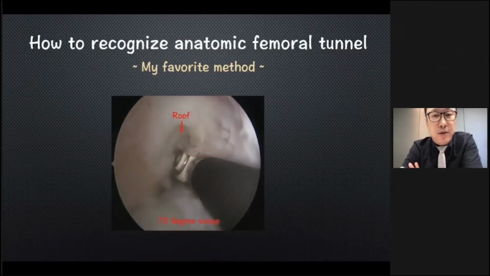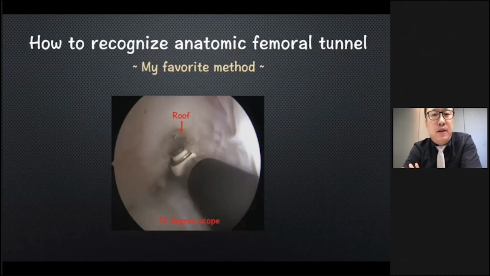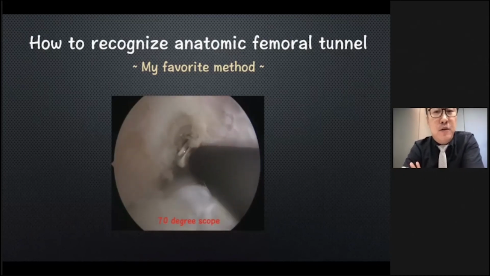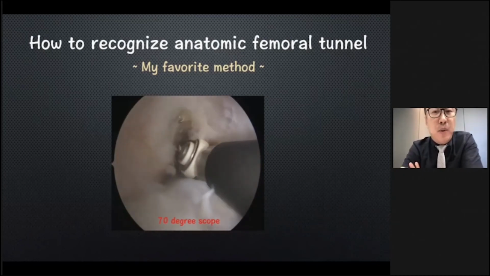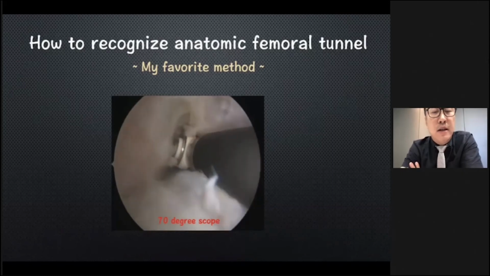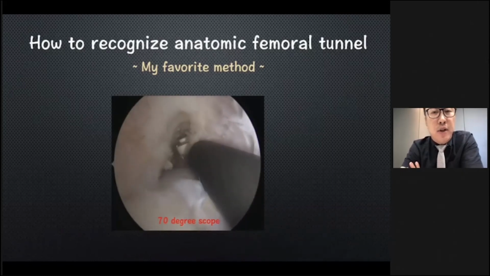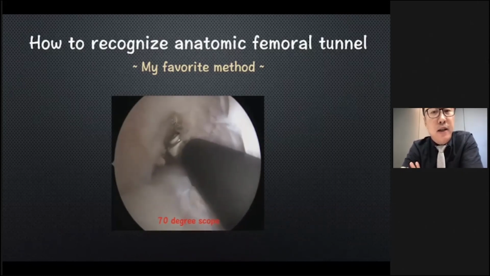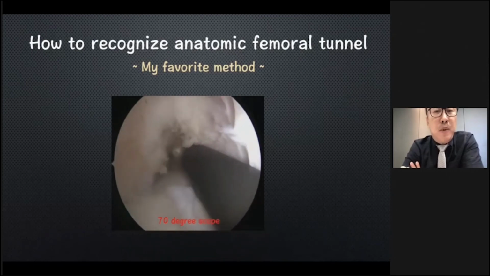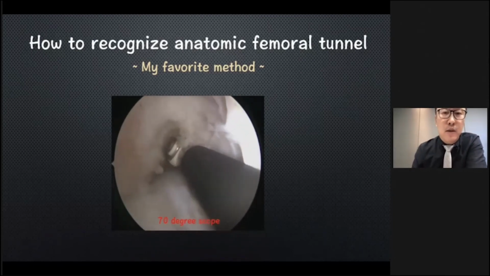I always like to use the 70-degree scope because this 70-degree scope can help me to have a better visualization of the posterior part of the lateral wall. And I use the electric cautery to make a mark on the lateral wall. This mark is the point where I plan the femur tunnel.